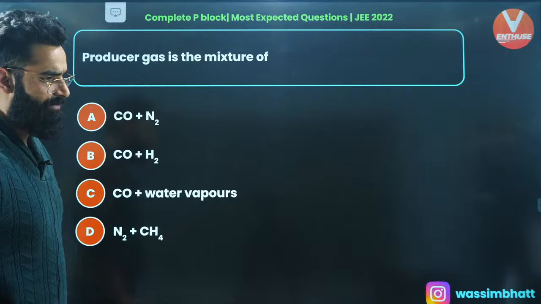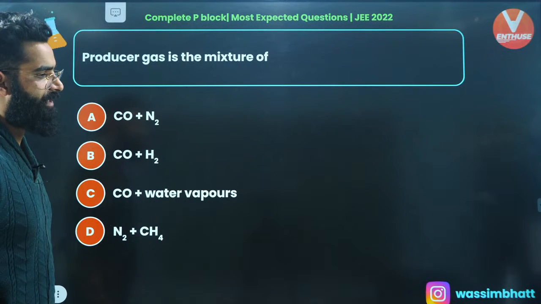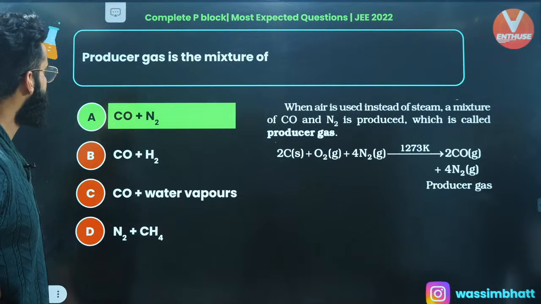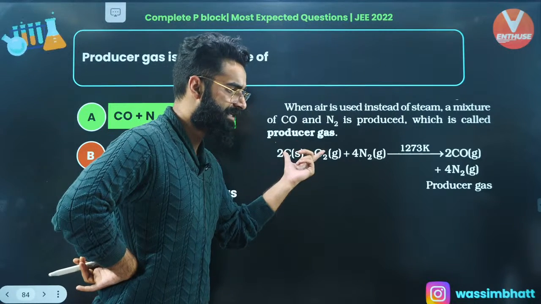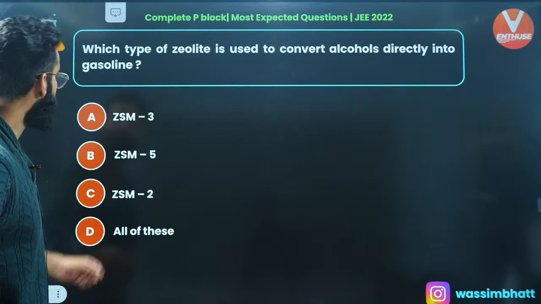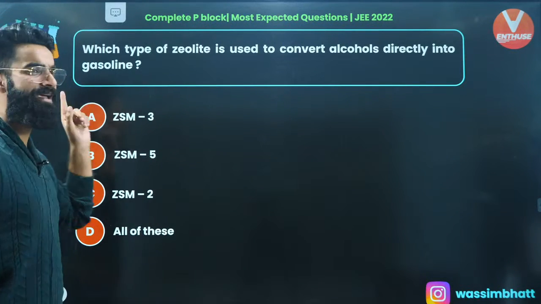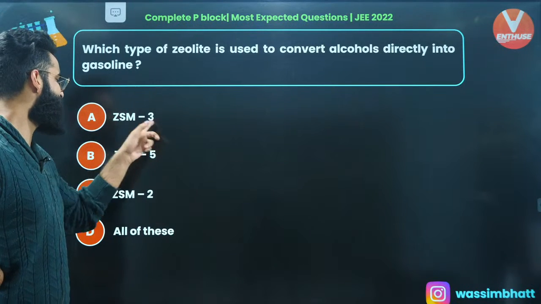Producer gas. Which of the following do we call as the producer gas? Absolutely option A, my dear people. Carbon monoxide plus N2 is something which we call as producer gas, and this is how it gets formed. Again, the statement and the reaction directly taken from the NCERT. Which type of zeolite is used to convert alcohols directly into gasoline? Again, the statement from the NCERT, my dear people. What do you think about this one? Is it going to be ZSM3 or ZSM5?